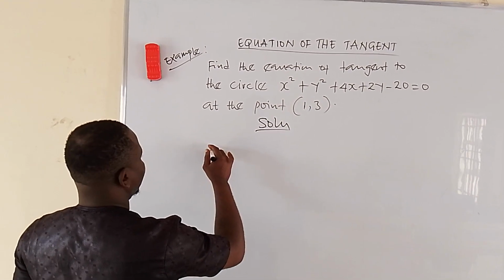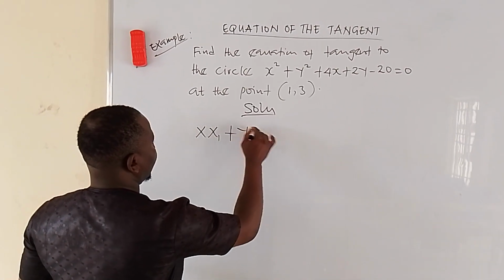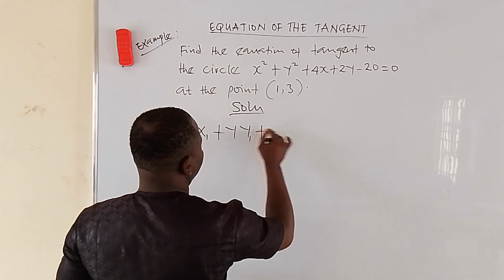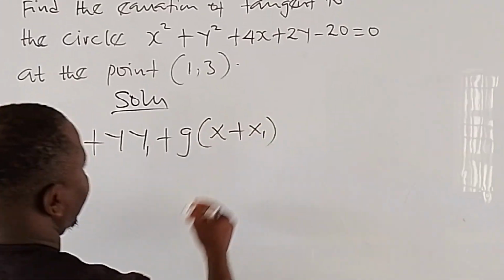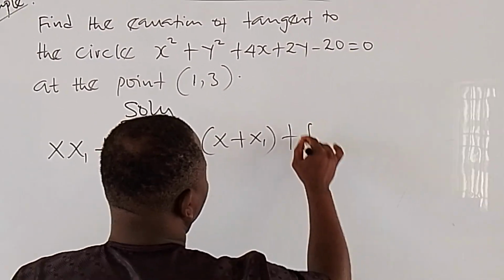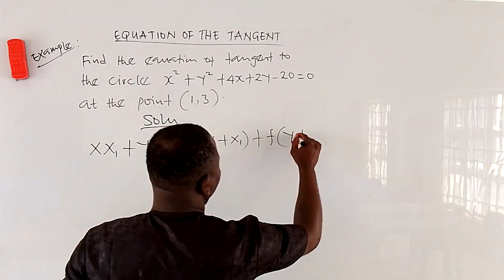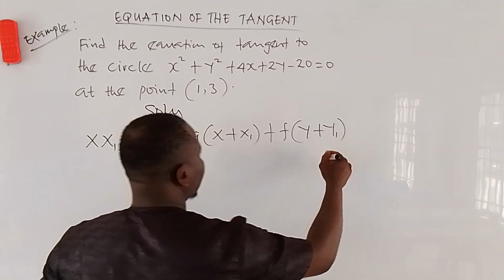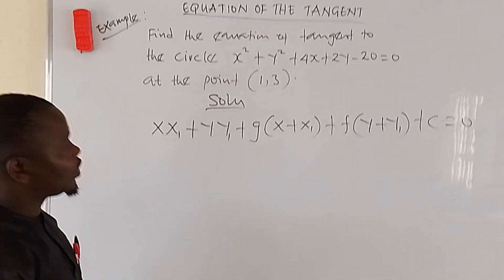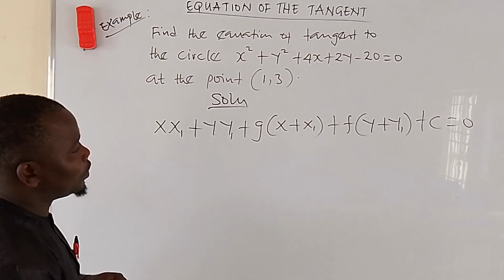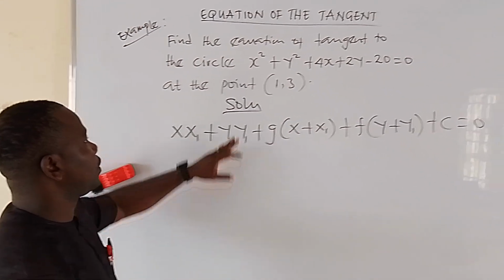Equation of tangent is this one: x x1 plus y y1 plus g (x plus x1), then plus f (y plus y1), then plus c is equals to 0. This is the equation of the tangent. So if you can see what I am saying, we are going to solve this problem.